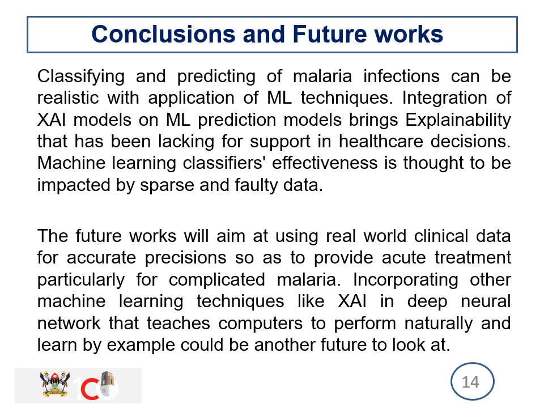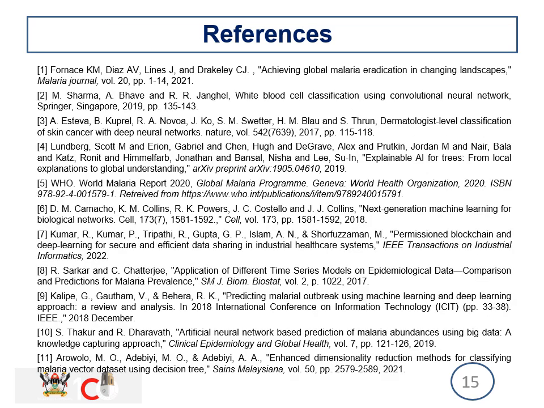Incorporating other machine learning techniques, like extending the explainable AI to deep neural networks that can teach computers to perform naturally and learn by example, could be another future direction to look at. These are the references that were consulted in this study.